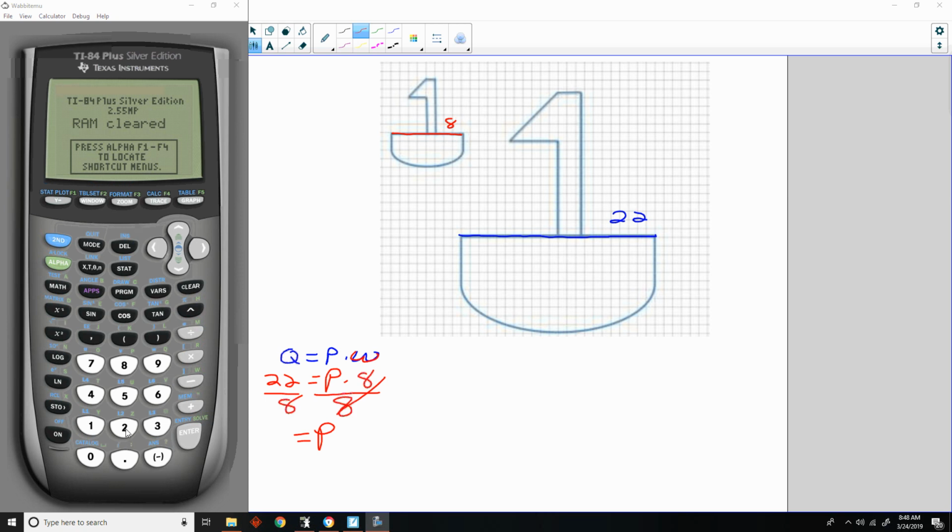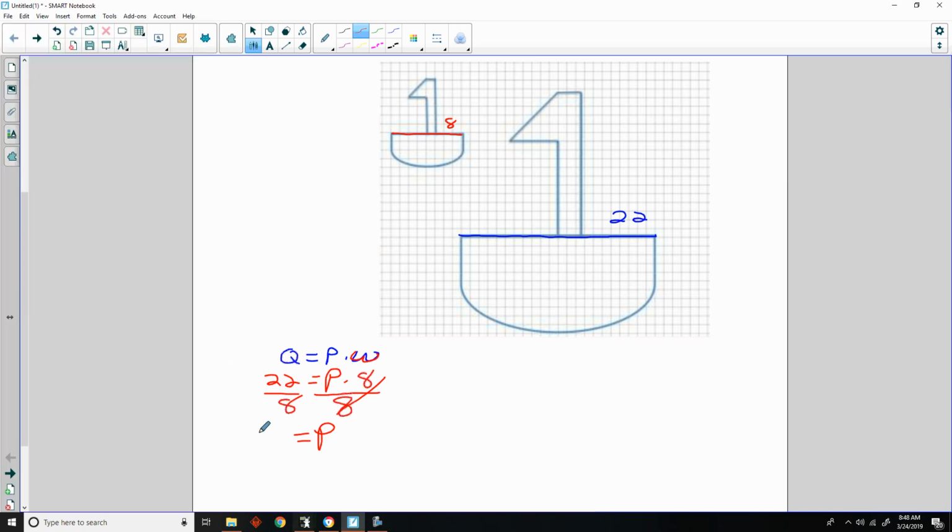Okay, so now I'm going to take 22 divided by 8. And I get 2.75. So my P is 2.75. Well, that as a percent is 275%. Because of percent, you move the decimal 2 places to the right.